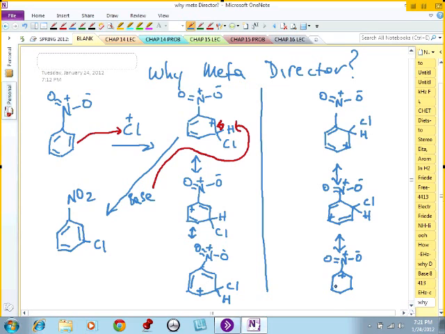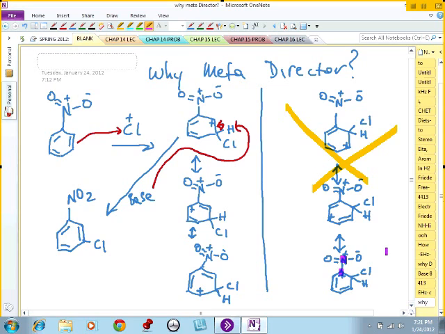And now this will be here, and this will be here, and of course this is here, and this is here. See what has happened? This is not going to happen, because you now have a resonance contribution in which this positive charge is next to the positively charged nitrogen. That is destabilizing. And that is why those groups are meta-directors.